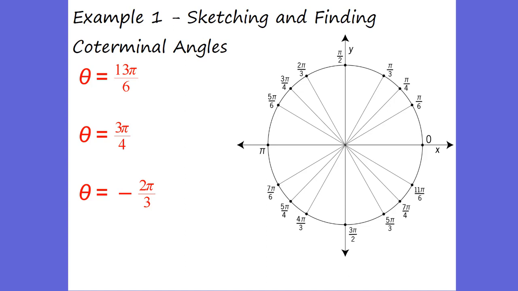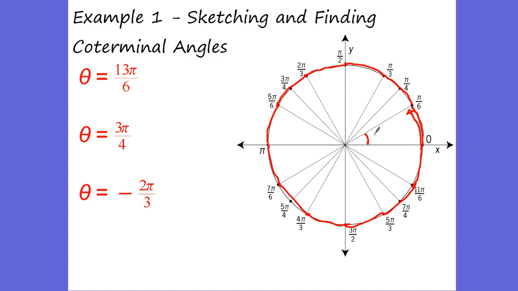Now remember, the coterminal angle is the angle that is the exact same but with the smallest value. So first example, we have 13 pi over 6. So let's count in pi over 6s. 1 pi over 6, 2 pi over 6, 3 pi over 6, 4 pi over 6, 5 pi over 6, 6 pi over 6, 7 pi over 6, 8 pi over 6, 9 pi over 6, 10 pi over 6, 11 pi over 6, 12 pi over 6, 13 pi over 6.